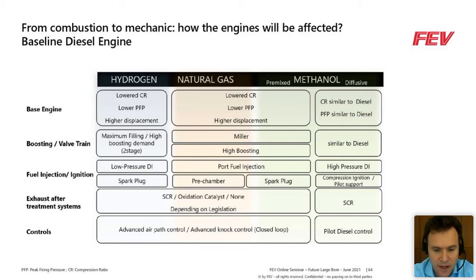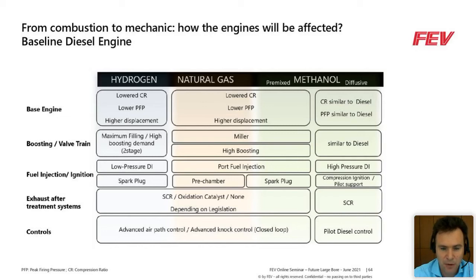Of course, different fuels will have different requirements in the base engine. For example, hydrogen will require a lower compression ratio, so generally a lower peak firing pressure. But we know that a lower peak firing pressure and lower compression ratio will also generate a lower BMEP, and this means that the power density of the engine will decrease. How can we recover this? For sure, we can increase the displacement. But we also have to keep the package in consideration, because high-speed engines are very famous for being very power dense and very powerful machines.